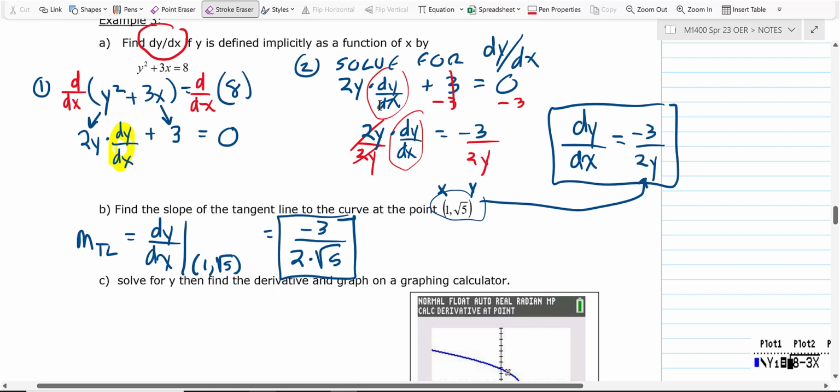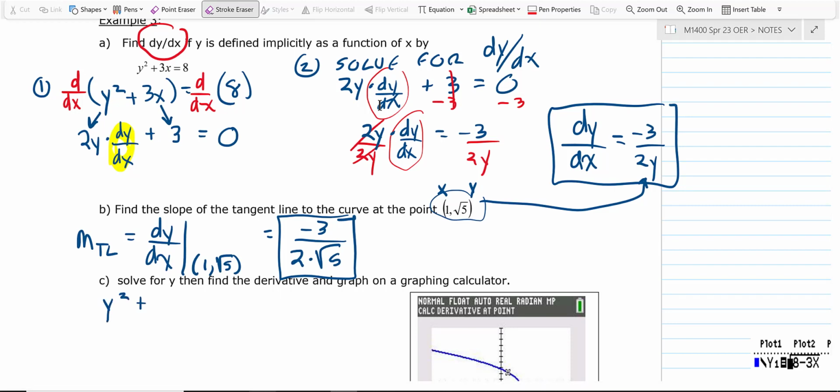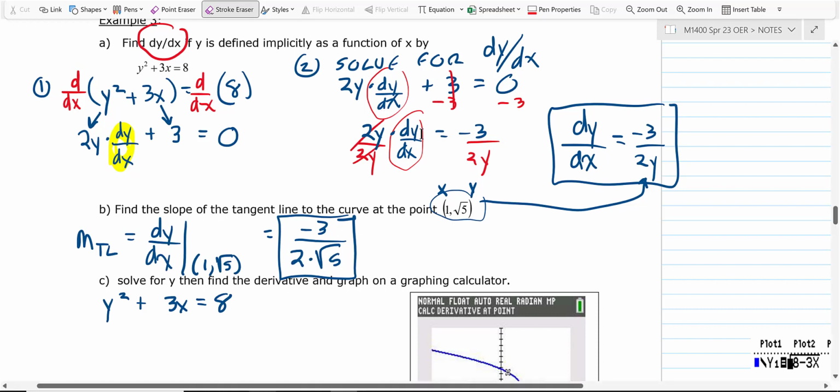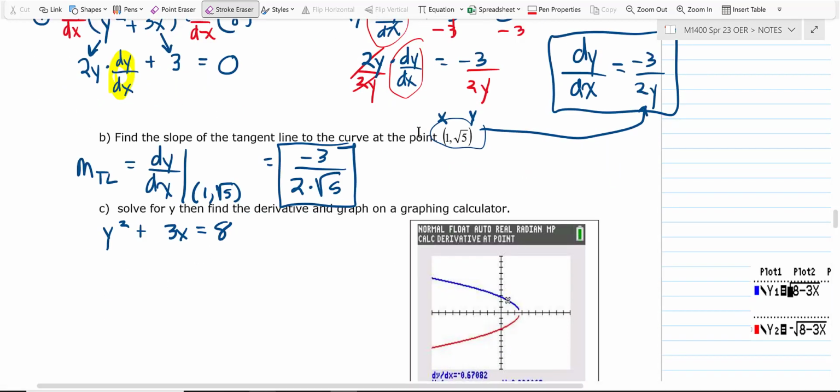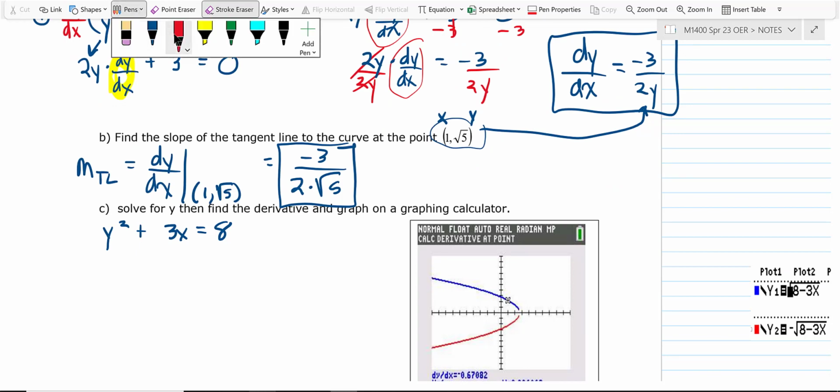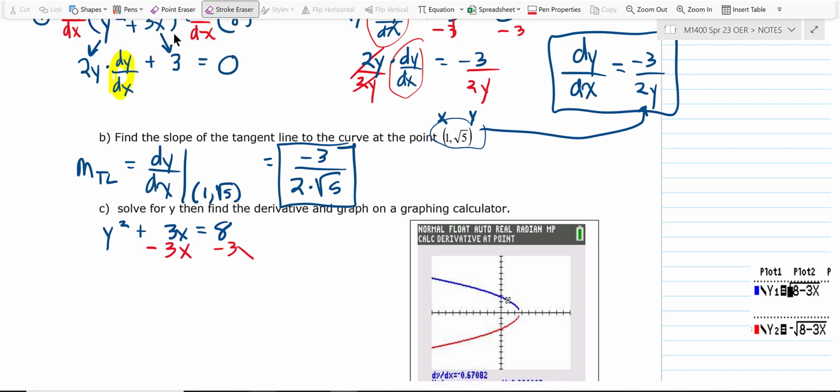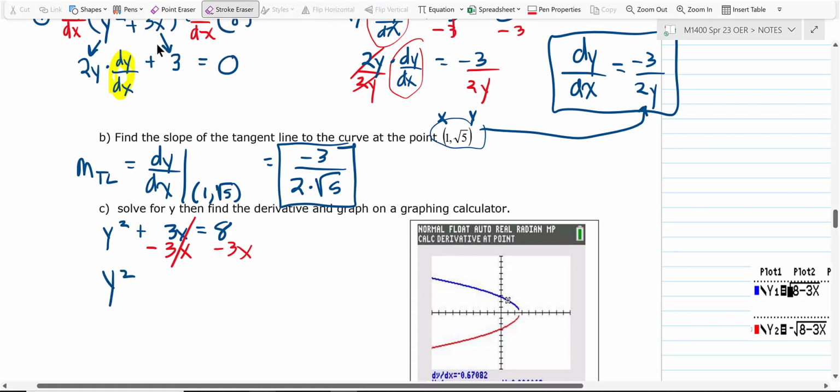Okay, next thing we want to do is we're going to do something on the calculator. So write down the function that we're working with. We got y squared plus 3x equals 8. Now we're going to solve this for y. And I think we went over this last time. So if you're going to get y by itself, what do you do to both sides? Thank you. -3x. Okay. So we got that. That'll give me y squared equals 8 minus 3x.